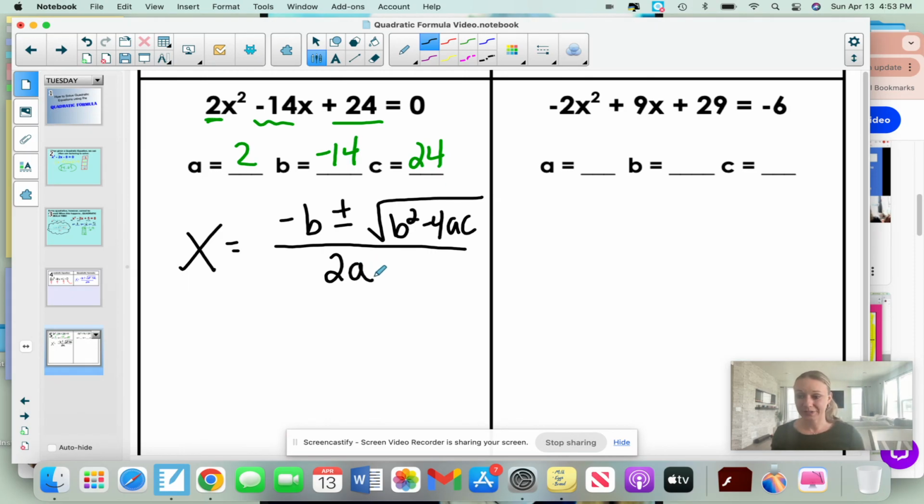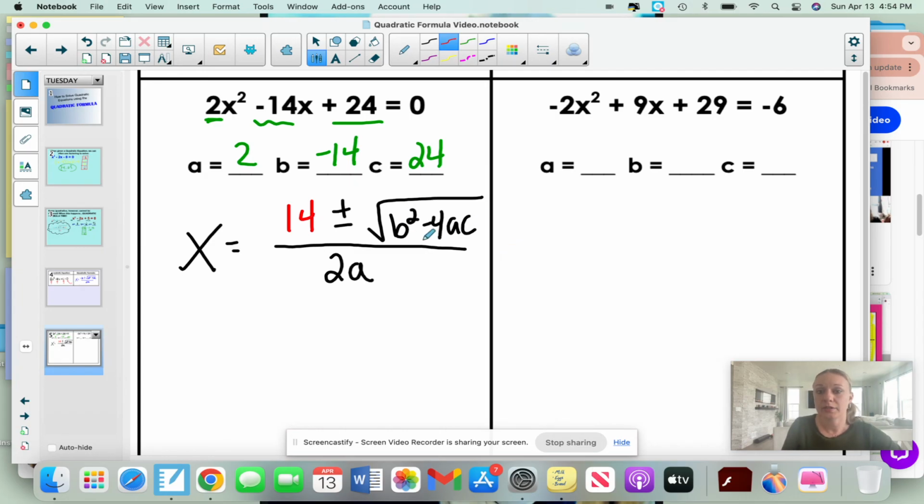Once you have the formula written out, the only thing you have to do is just plug in the values, and it's just kind of a game of simplifying with your calculator. So the first thing, let's take out negative b. When it says negative b, it really means the opposite of b. So if this equation has it as negative 14, the opposite of that is just positive 14. Okay, so there we go.